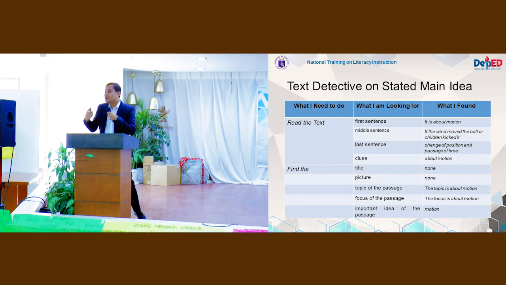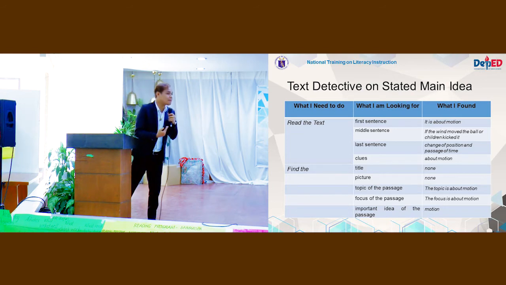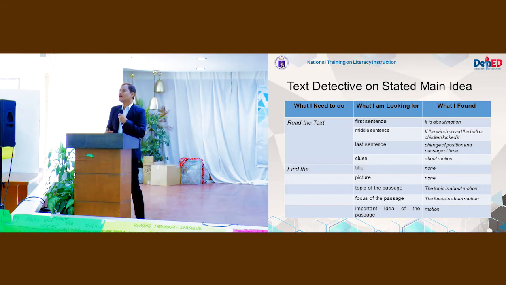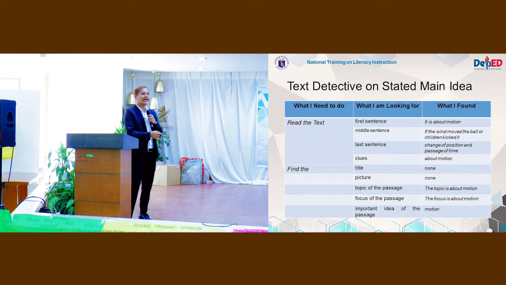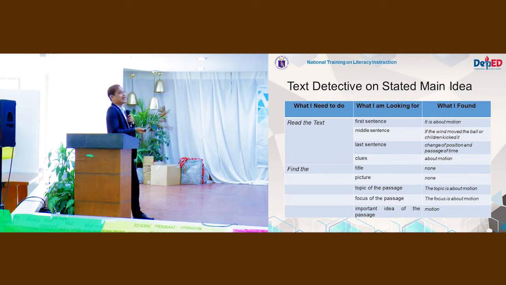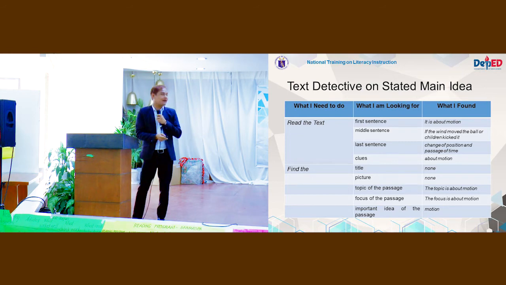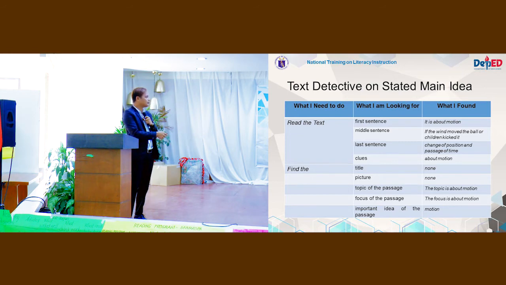I will show to students. This is the modeling part. The teacher models to students how to get the main idea using the text detective on the stated main idea. Okay, I will show to class. Class, I read the text. In the first paragraph, I found out that it is about motion. So I will show to students by writing my answer under what I have found.